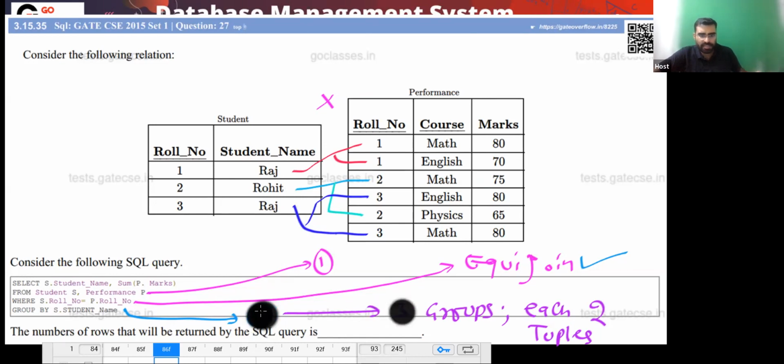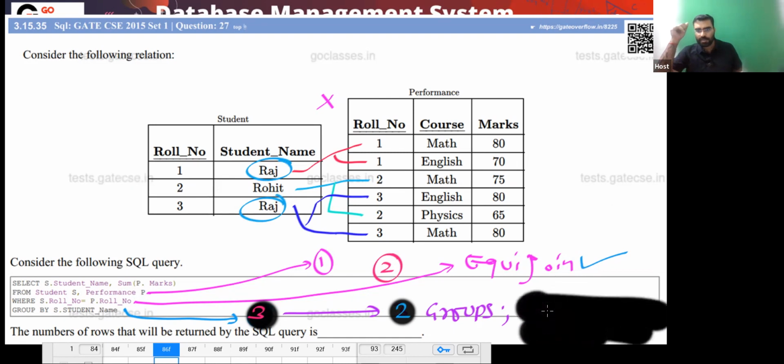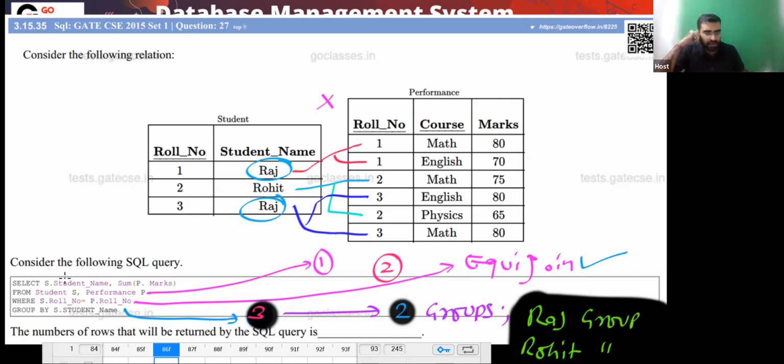So in this situation, this is step number 3, and this was step number 2. Finally, there will be 2 groups because this is also Raj, this is also Raj. One group will have Raj and one group will have Rohit. Now after that you are finding the student name, comma, sum of marks.